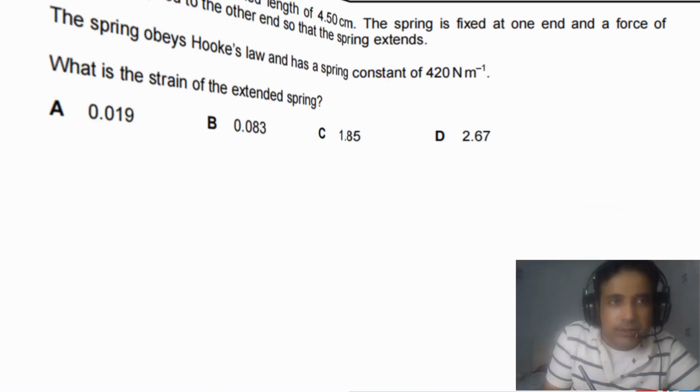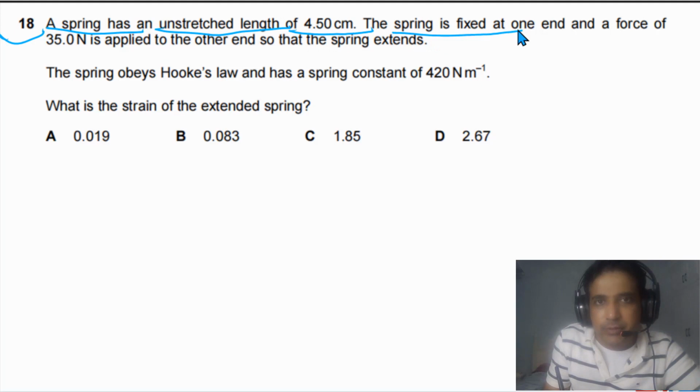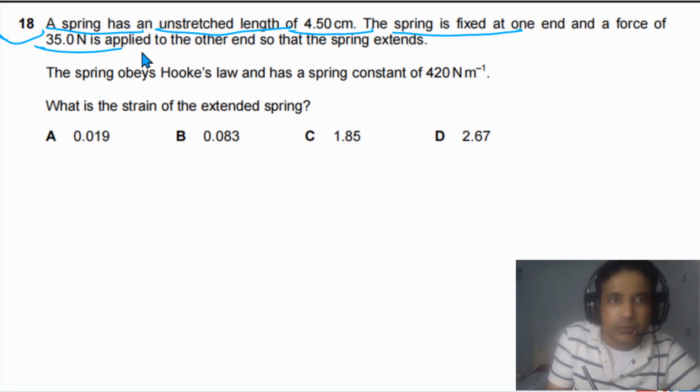Question number 18 says a spring has an unstretched length of 4.50 centimeters. The spring is fixed at one end and a force of 35 newtons is applied to the other end so that the spring extends.